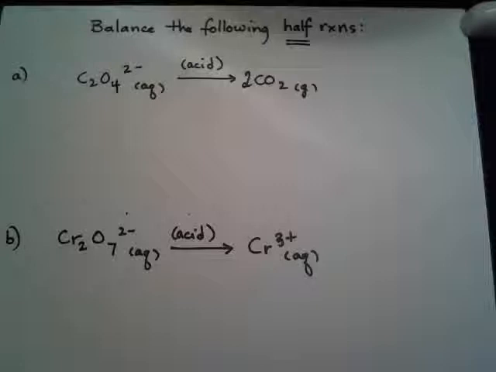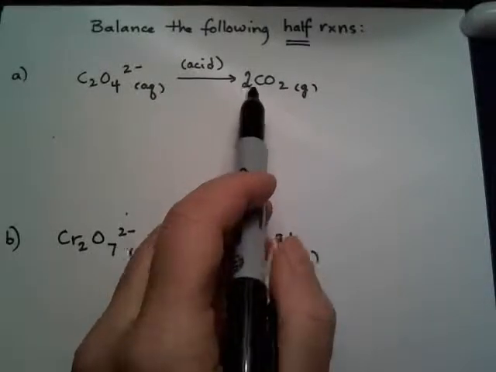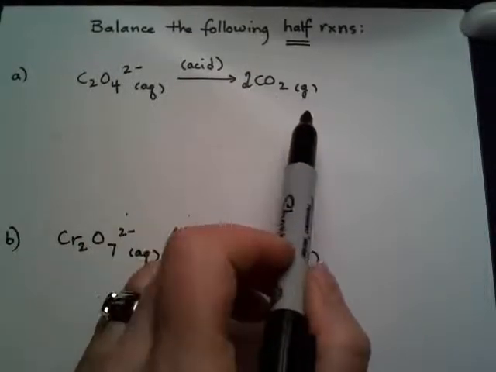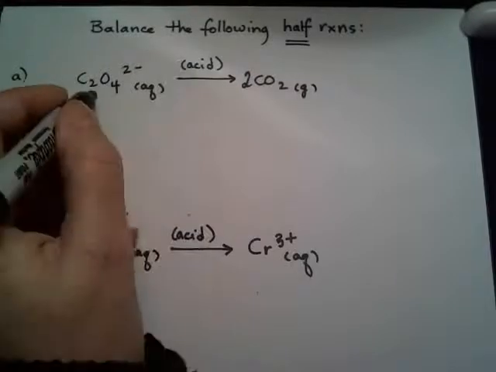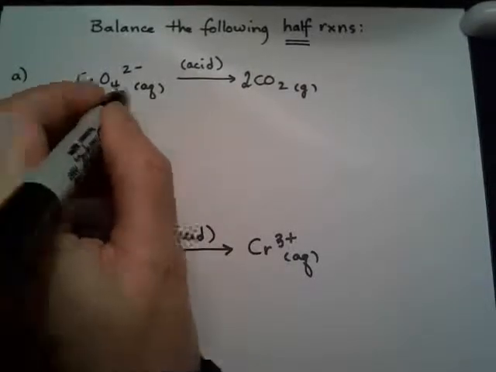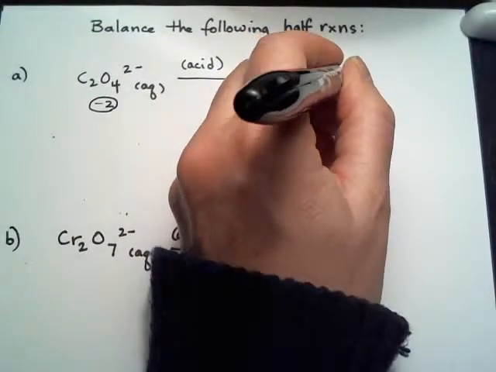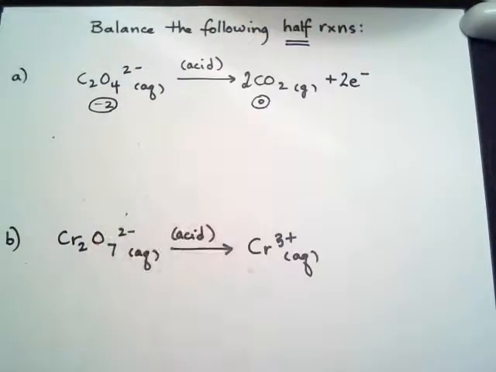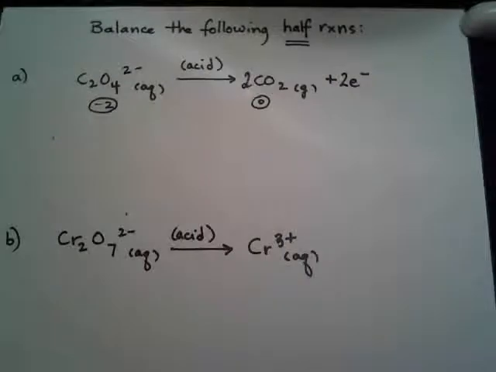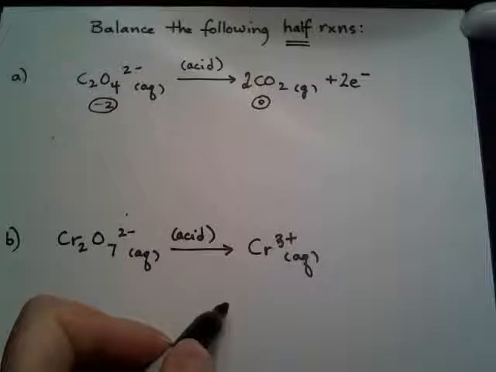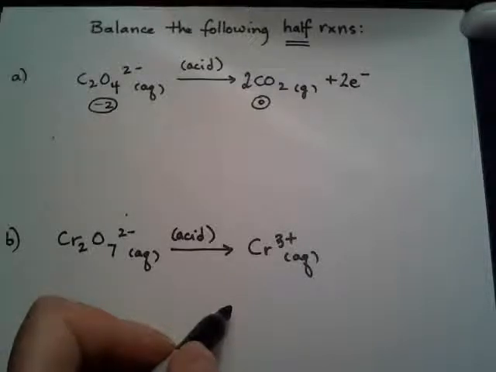For oxygen, next, I've got 4 oxygens on the left, and 4 oxygens here, and I have no hydrogens being introduced, so I can go right away to the charge. I have -2 on this side, and I have a 0 on this side, so I need 2 electrons on this side, and that will do it. That's now balanced: 2 carbon, 2 carbon, 4 oxygen, -2, -2.